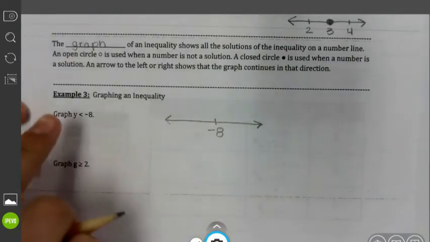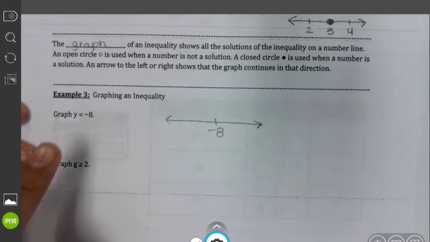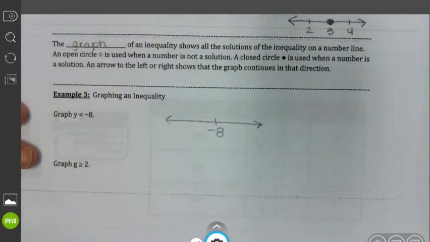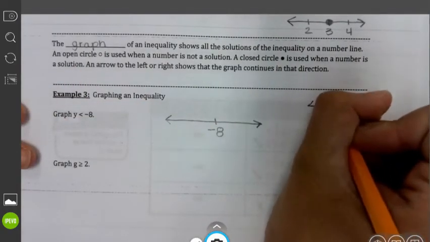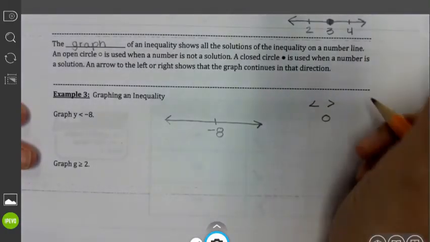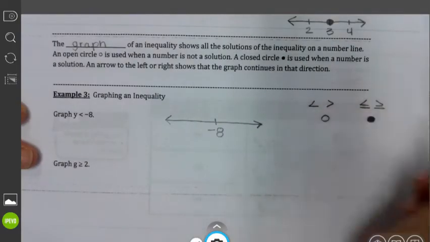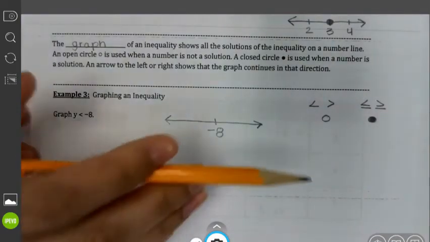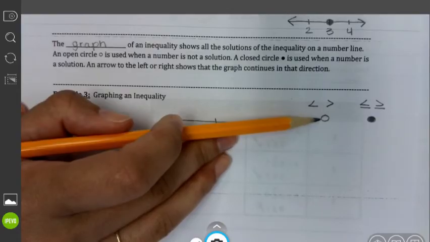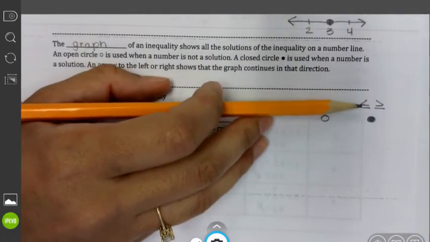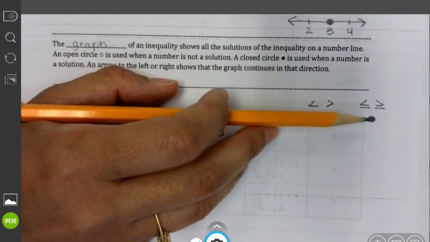Now, as a trick for you, if it can equal -8, you will have a closed circle. And if it cannot equal -8, it will have an open circle. The way that I like to think about that is these two will have an open circle. These two will have a closed circle. The trick that I like to use is we have less writing for these inequalities, therefore we won't fill the circle in, less writing. For these, we have extra writing because of the or equal to piece of it, so we will have extra writing and fill in the circle.